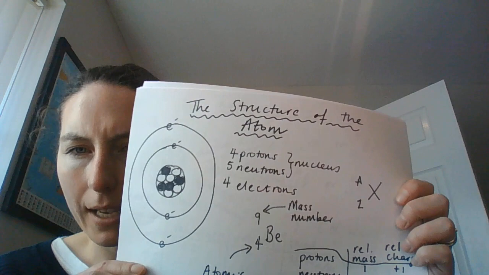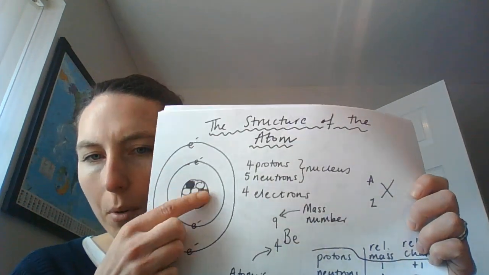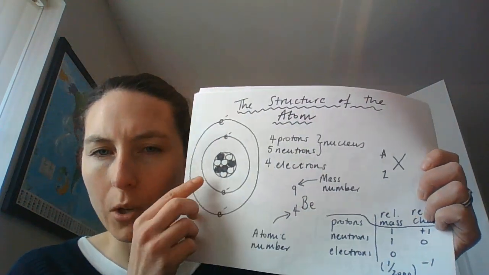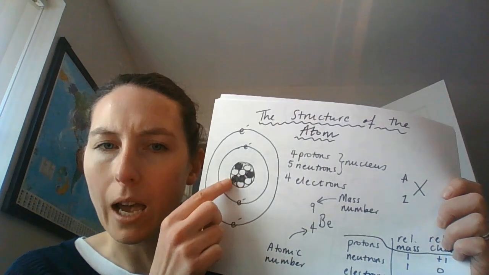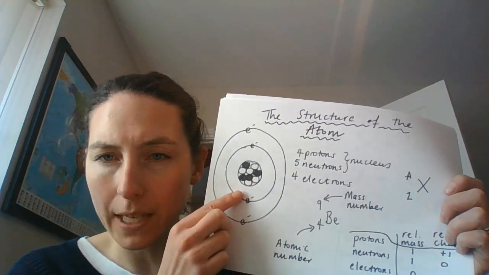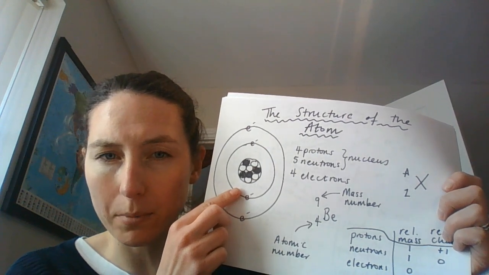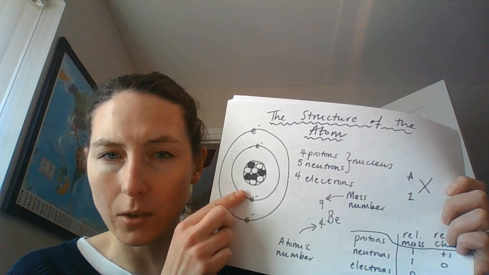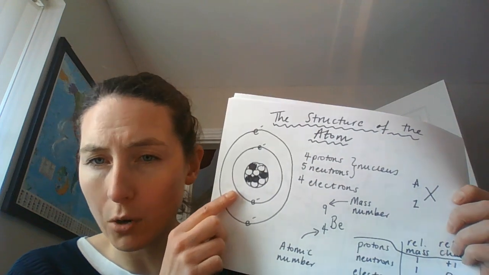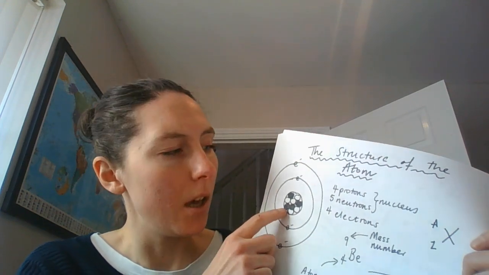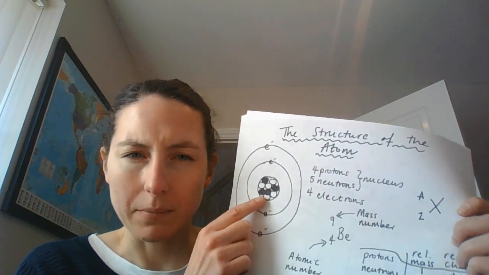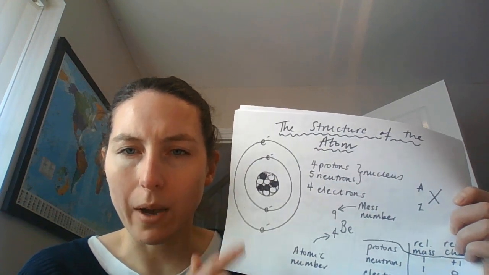Our atom, as you can see, is made up of a nucleus. Within the nucleus, you've got protons, which I've shown coloured in black here, and neutrons. Protons have a positive charge, a relative charge of +1, and a relative mass of 1. The neutrons have no charge and a relative mass of 1, about the same mass as the protons. They are in the nucleus. Orbiting around the nucleus, you have electrons.